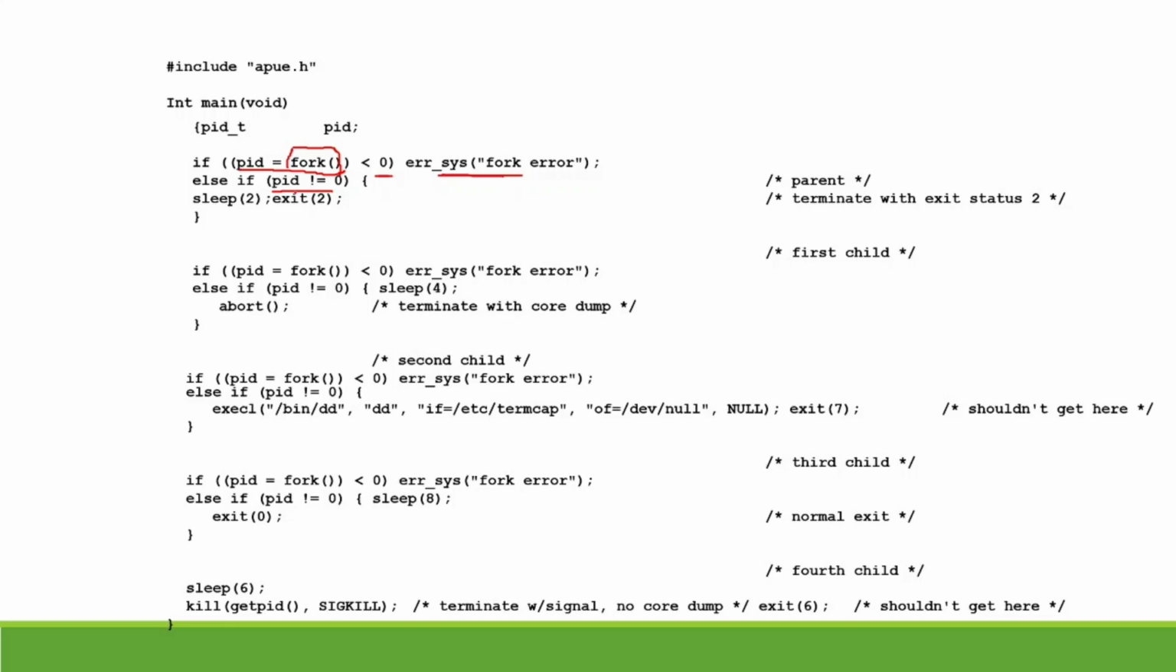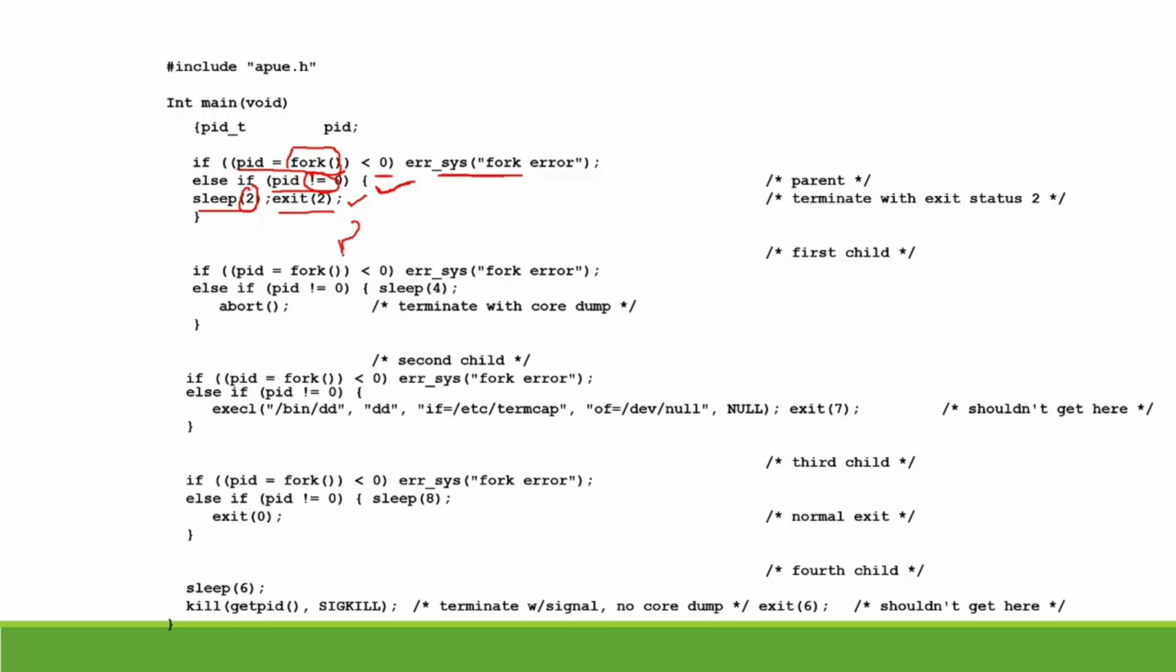And if the fork is successful, then the child will return the value 0, right? So if I give this condition not equal to 0, then obviously I am referring to the parent process. If this condition is true, the parent process is made to sleep for 2 units of time, and it will exit with the exit status 2. So this is for the parent process.